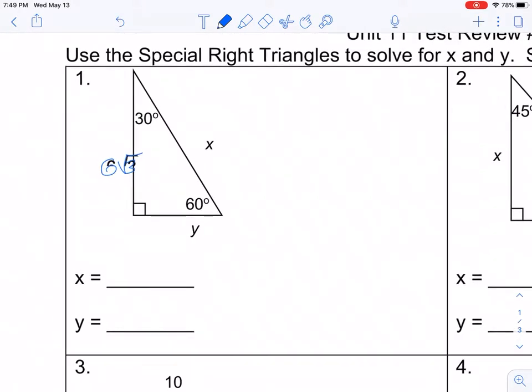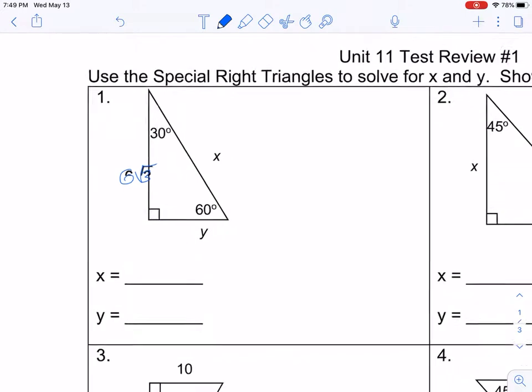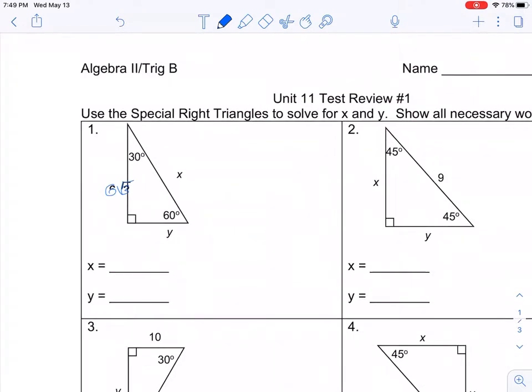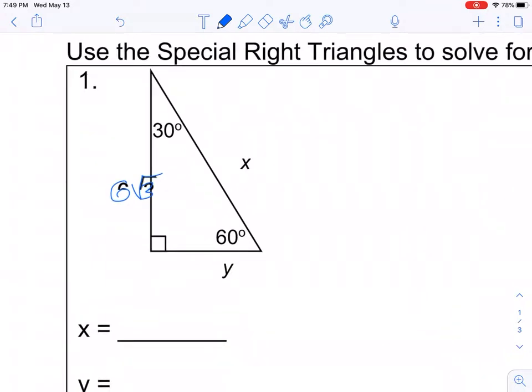So, starting with number 1, we are going to use the special right triangles to solve for x and y. Our special right triangles is all about a relationship between the sides. The side across from our 30-degree angle, and we've used different letters throughout, I'm going to stick with u. So we're going to call that just u. Across from our 90-degree is 2u, or u times 2. And across from our 60-degree is u rad 3.